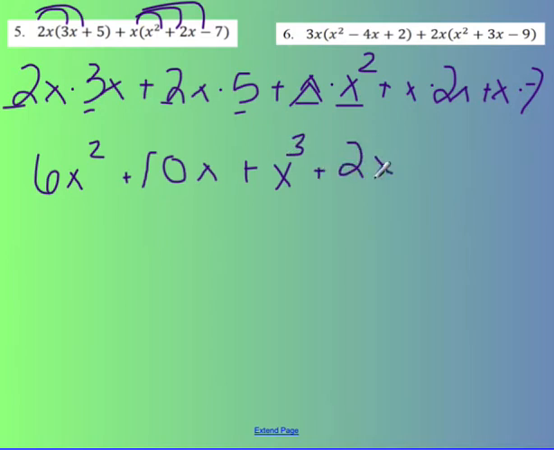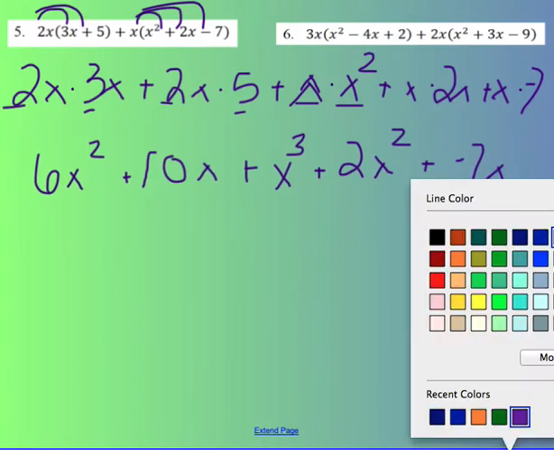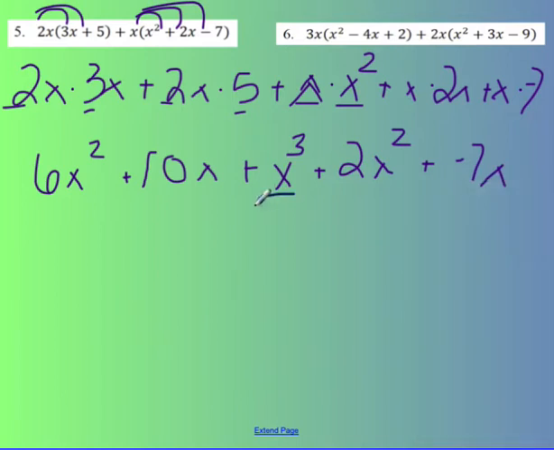Then x times x is x squared. Negative 7 times x is negative 7x. So now I need to put this into standard form. So I'm going to start and I see that I have x cubed. So that's going to come first.